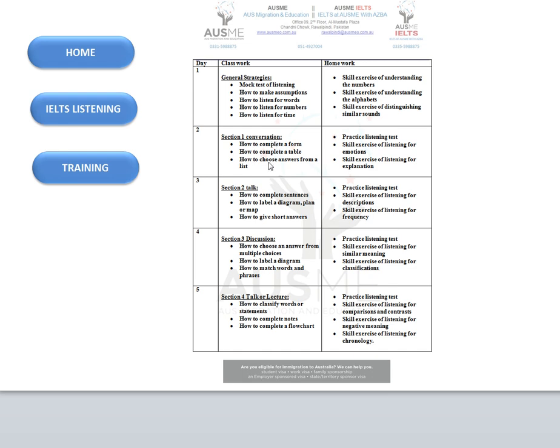As you know, the section 1 topic that you get is usually about a conversation that you listen to. In that, there are chances you can get a form or a table to fill, or even choose answers from a list. So we always teach you how to complete the form or the table, or how to choose the answers from a particular list that they give you. And for homework, we tell you some practice skills. For example, because you're doing some strategies in class, we also try to give you tests as well so that you can practice them at home.